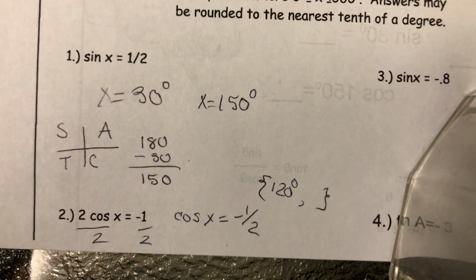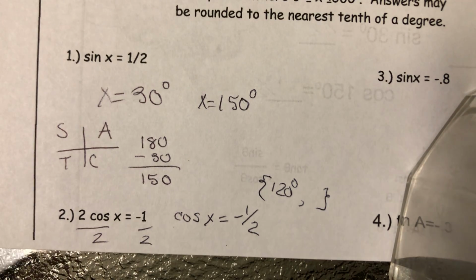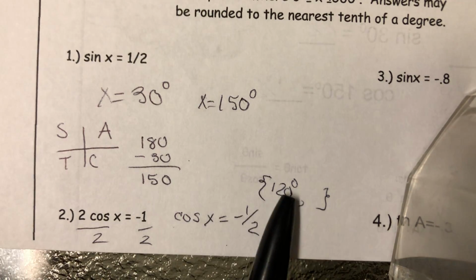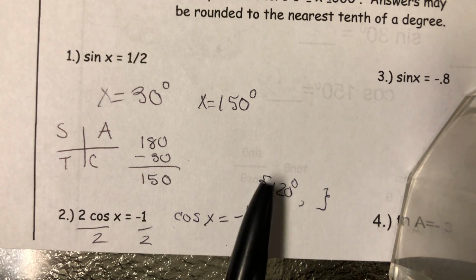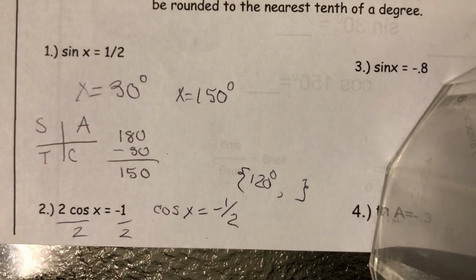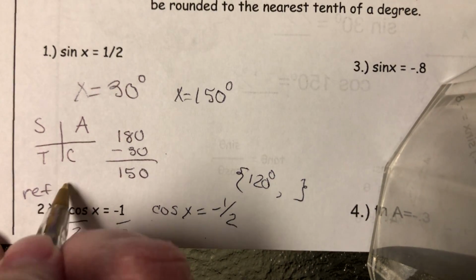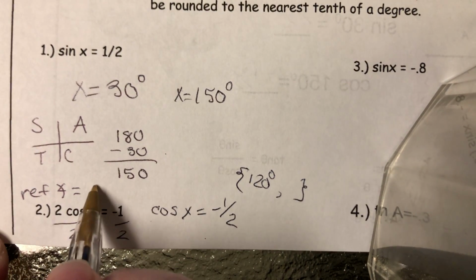Can I use 120 to help me find the second answer? I mean, I know cosine is negative in quadrant 2 and quadrant 3. How do I get that quadrant 3 answer? You can't use 120 inadvertently. You need the reference angle. So in this problem, the reference angle turns out to be what?